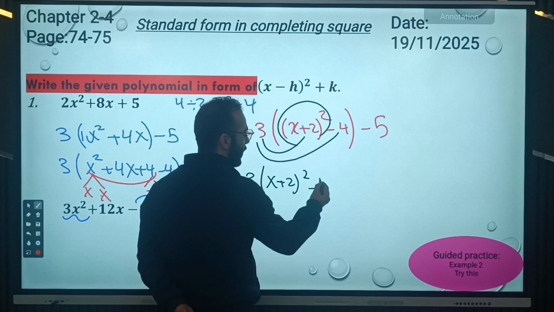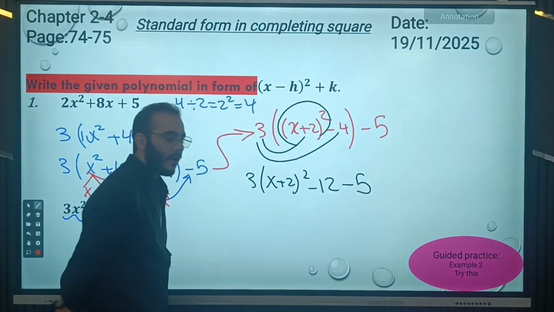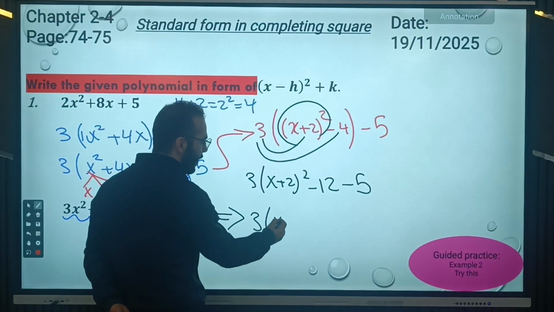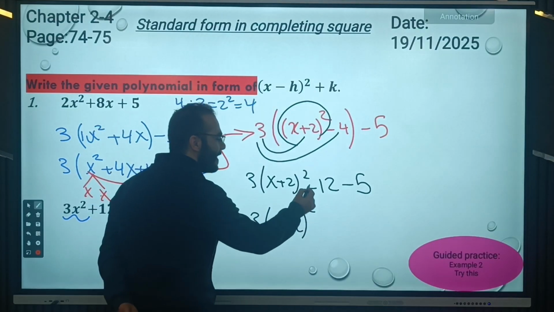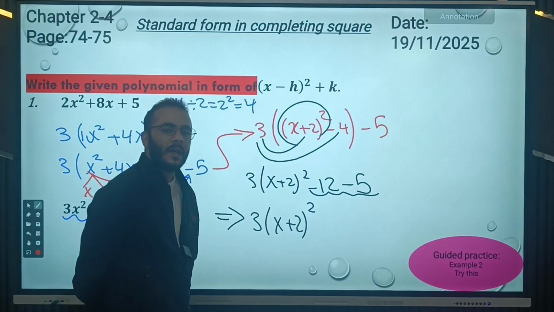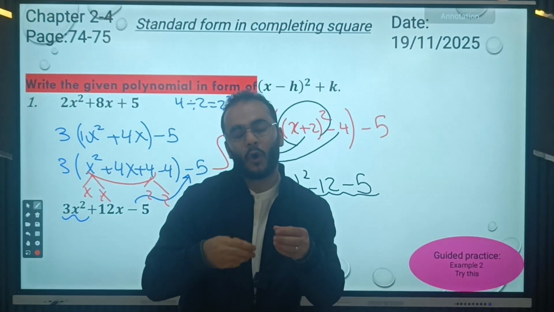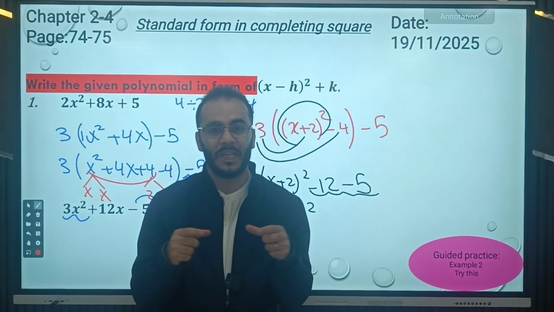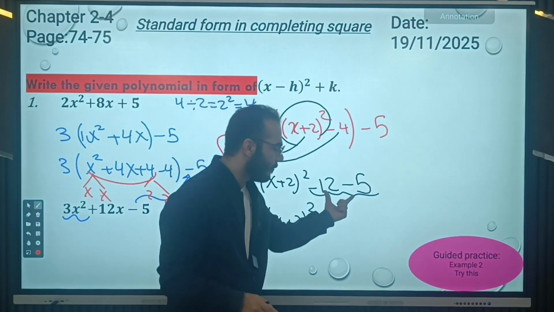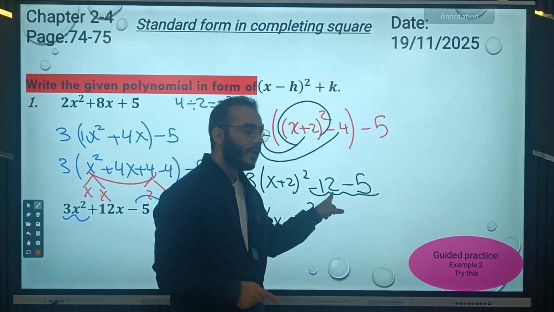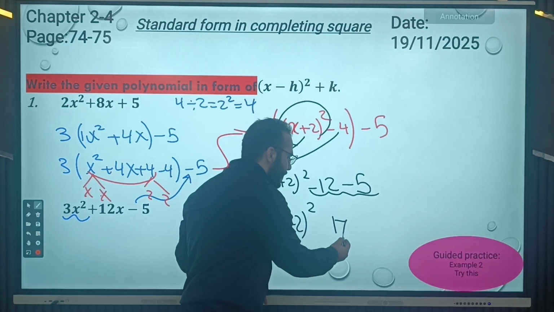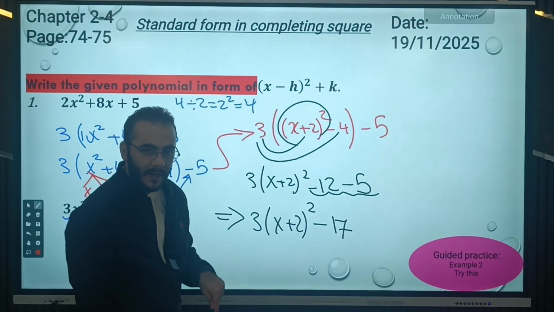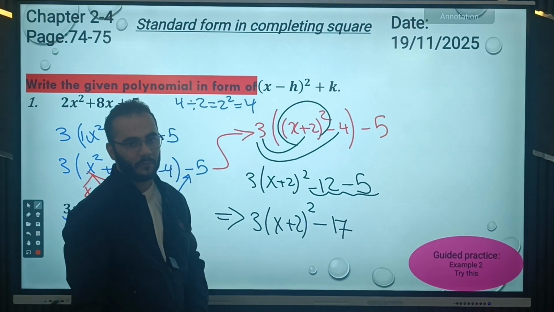3 times negative 4 is negative 12, minus 5. So finally, we are going to reach 3 times x plus 2 powered by 2. Negative 12 with negative 5: when we have the same signs, in addition, not in multiplication, add them but still keep the sign. So 12 plus 5 is 17, but keep the sign, negative 17. Right now, this is what we call vertex form or standard form.